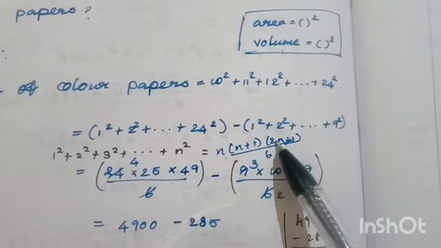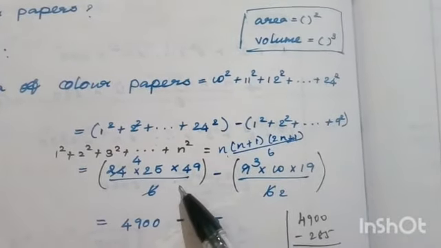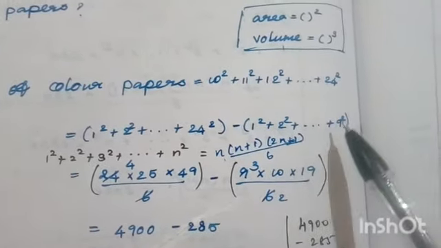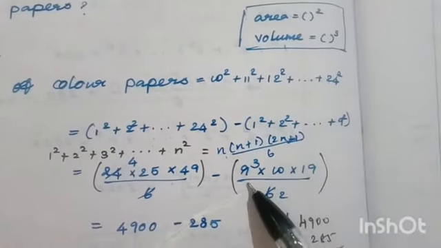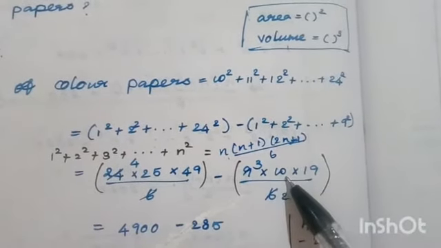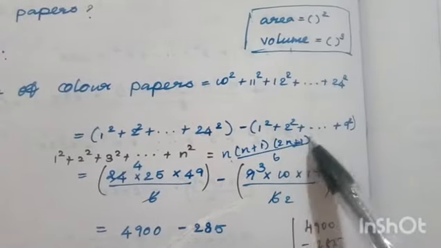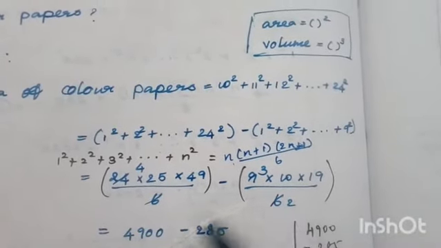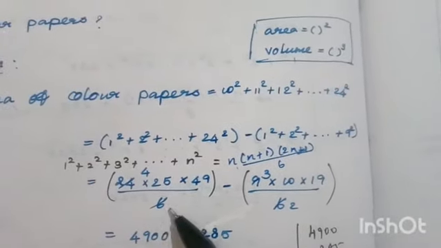Suppose you get any confusion, you write one more step, then you have to write this step. Minus, for here n is equal to 9. 9 into 9 plus 1, 10. 2 into 9, 18. 18 plus 1, 19 by 6. Now, cancelling is possible, you have to make cancel.